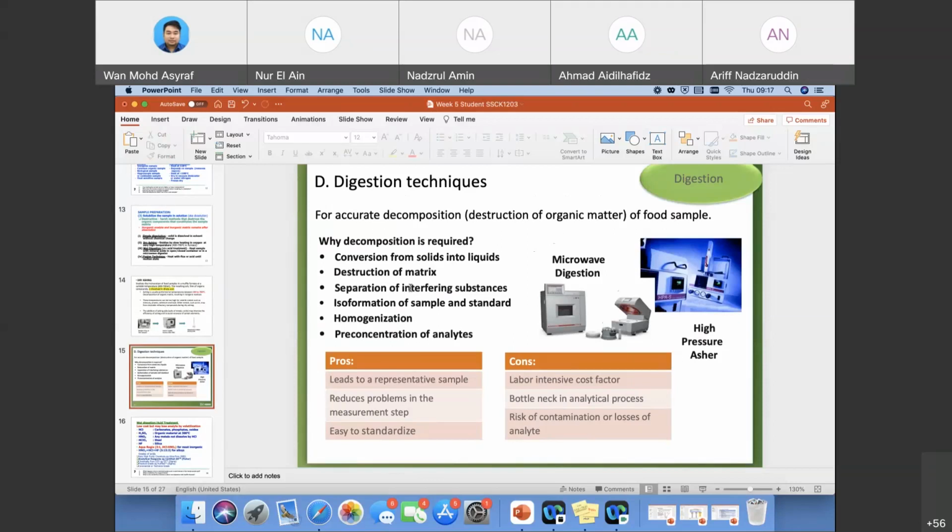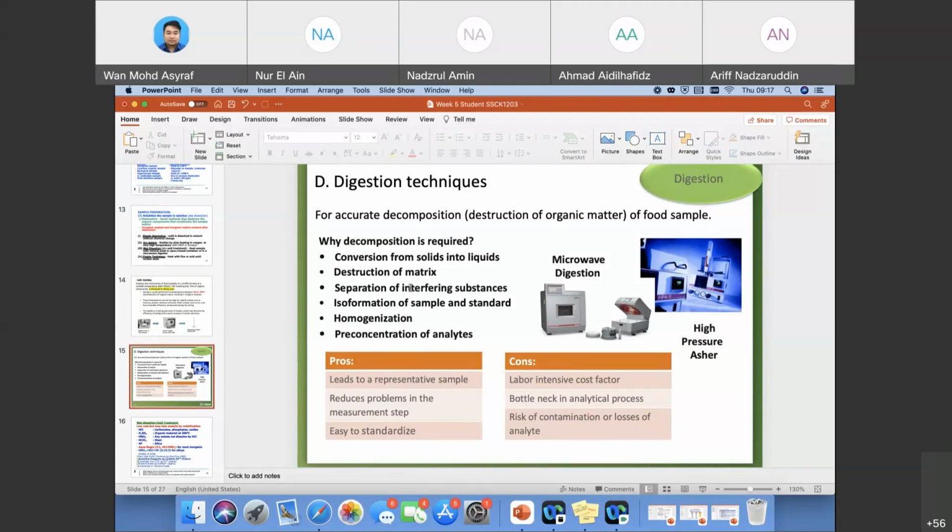Basically, whatever you are digesting or ashing, as we learned before, you are trying to destroy all of the organic material, because this organic material will make your analysis much harder if you want to analyze inorganic material.